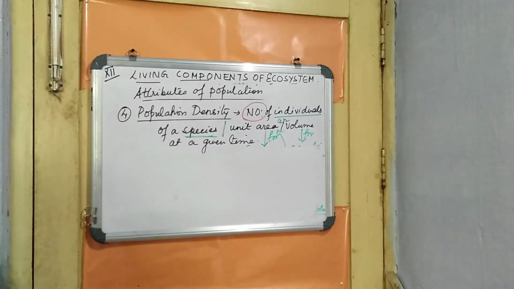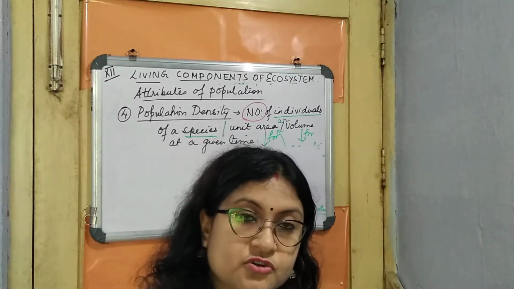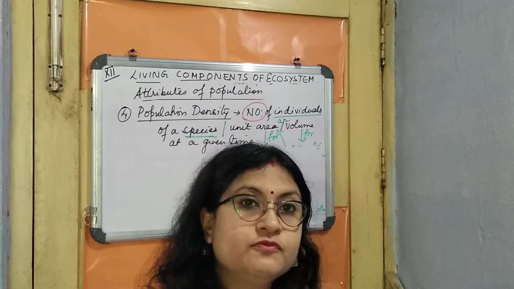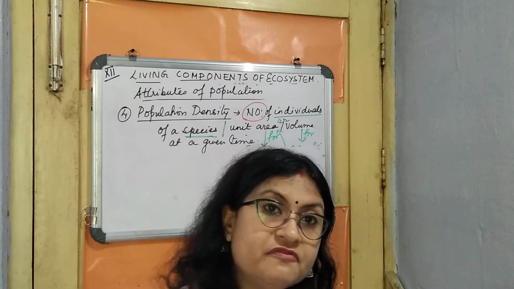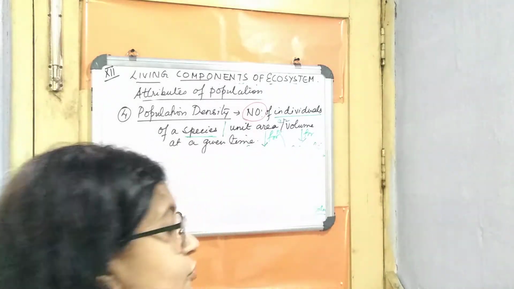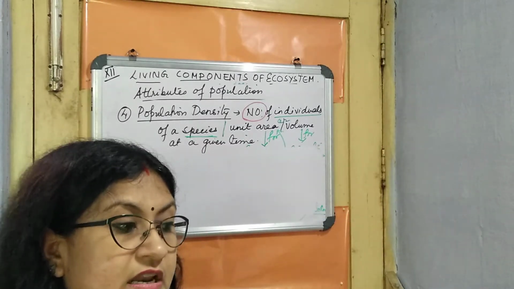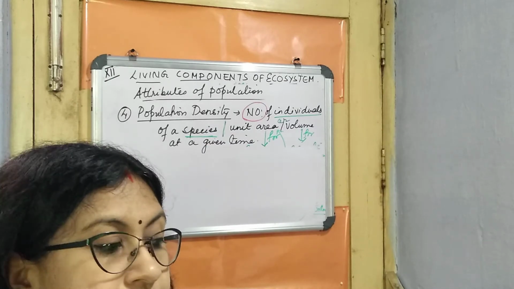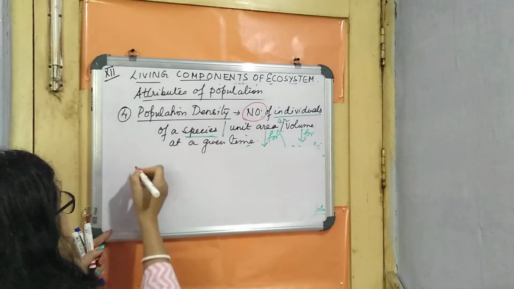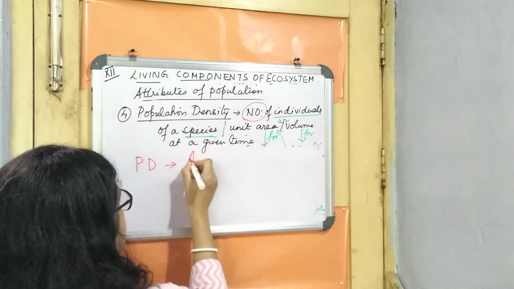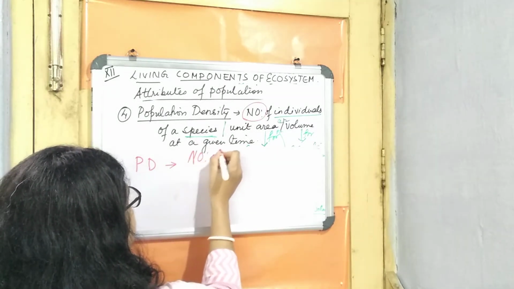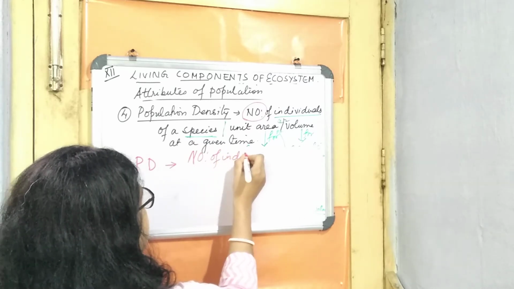There is a particular formula which we use over here to measure the population density. We can write PD as population density, which has a particular formula. The formula I will write over here is the number of individuals in a population by the area occupied. So PD, directly we can write over here, number of individuals.